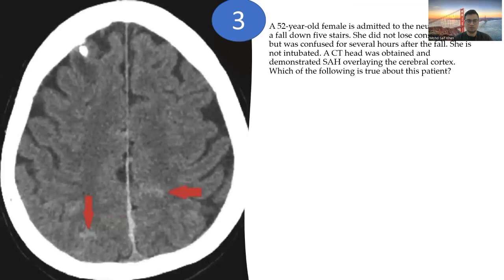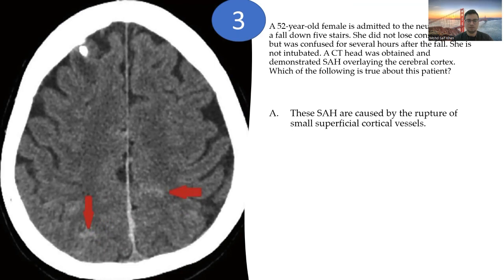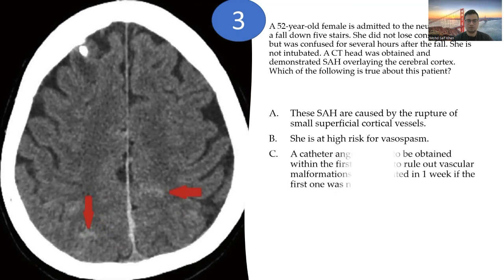So this is the CT scan, and you can see there are cortical hemorrhages, cortical SAH. Okay, so which of the following is true about this patient? A. These SAH are caused by rupture of small superficial cortical vessels. She is at high risk of vasospasm.